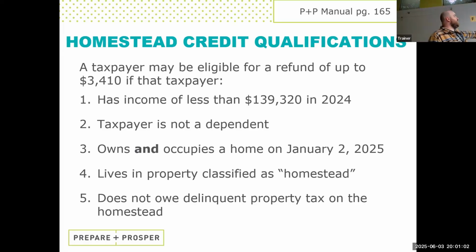Owns and occupies a home on January 2nd, 2025. This one is one that people can kind of forget a lot. Someone can live at their house most of the year and then move, and they'll still be in the thinking that they paid property taxes through the year. It's actually kind of looking ahead.